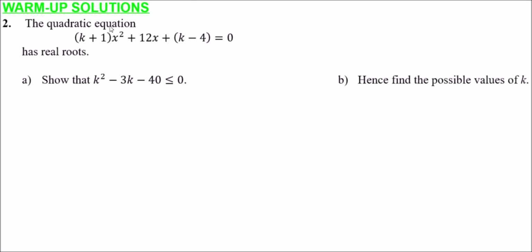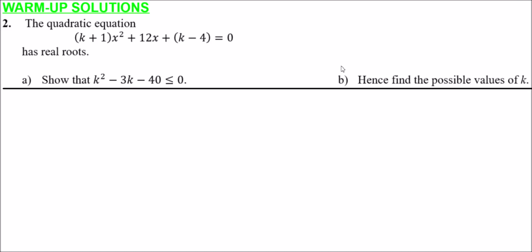Question 2, we've got this quadratic equation here, k plus 1 x squared plus 12x plus k minus 4 equals 0. And first of all what we need to do is show that k squared minus 3k minus 40 is less than or equal to 0. But the key thing here is that this equation has real roots. And so what I'm going to do first of all is just section this off so you don't get parts A and B mushed together. Okay, so show that k squared minus 3k minus 40 is less than or equal to 0.